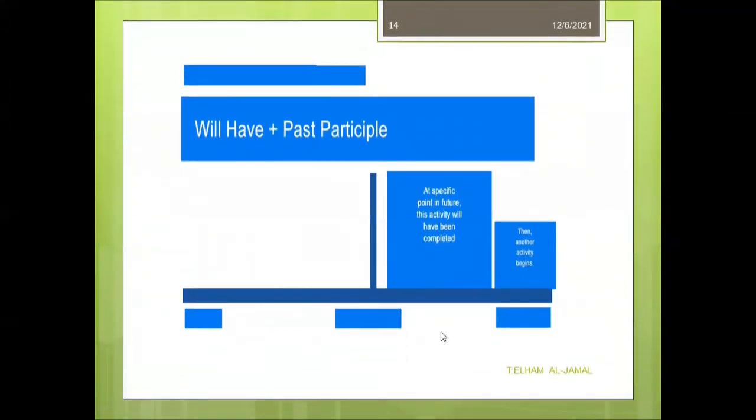If you want to describe this action on the timeline, you have to understand that the future perfect is a tense that is completed or finished before another action in the present or before a time in the future. Before a time in the future. How?